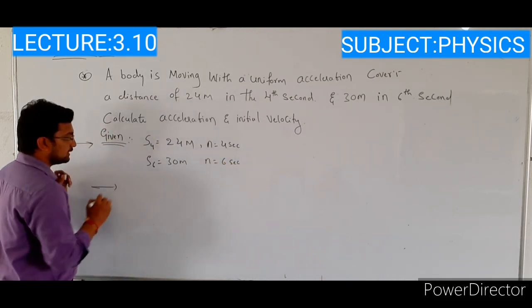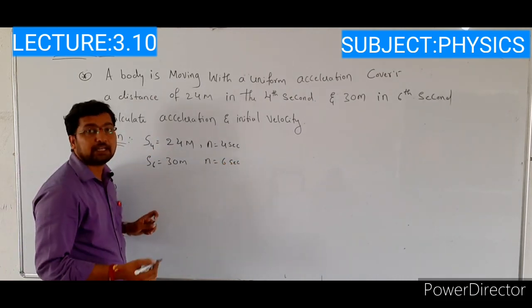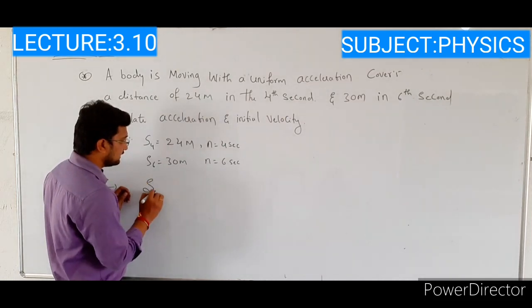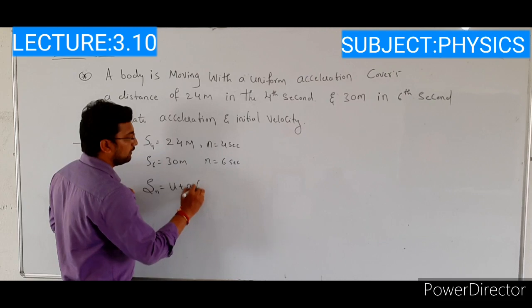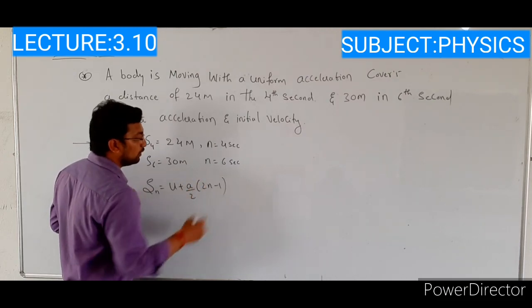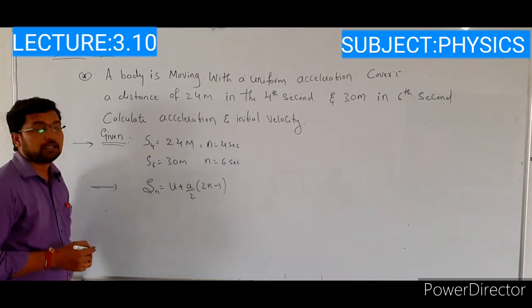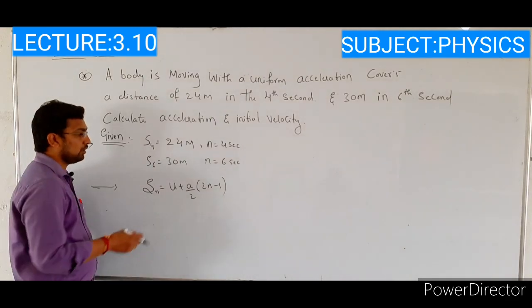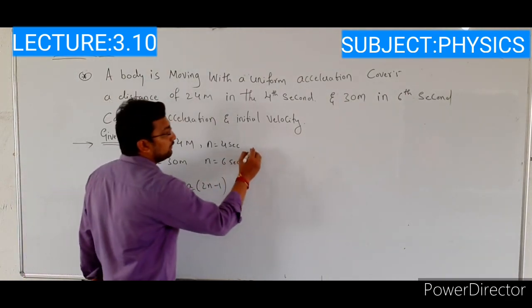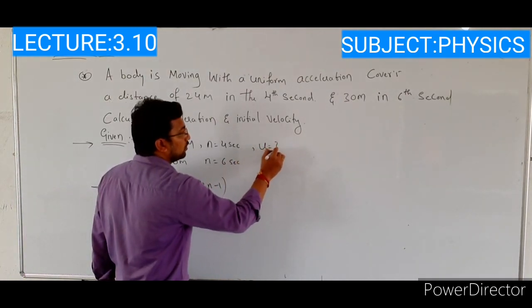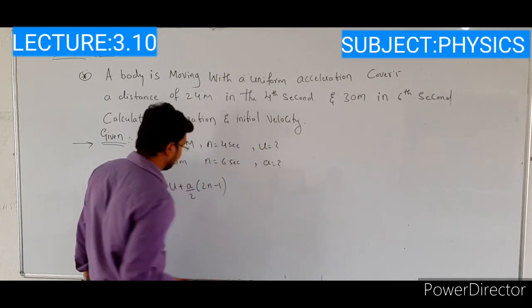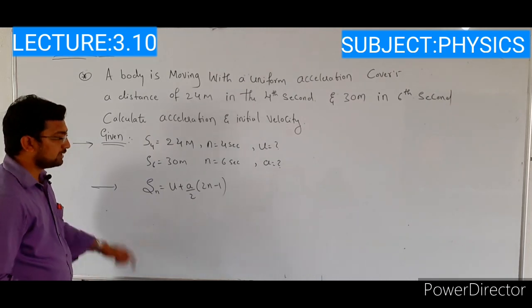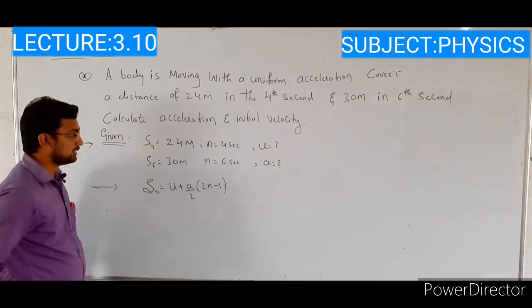We already know the expression for the displacement of the particle in the nth second, S suffix n is equal to u plus a by 2 bracket of 2n minus 1. So this is the formula. In this case we are going to find the initial velocity u, which is a question mark, and the acceleration a is also a question mark, right? Okay, so first substitute all the given terms into this expression.